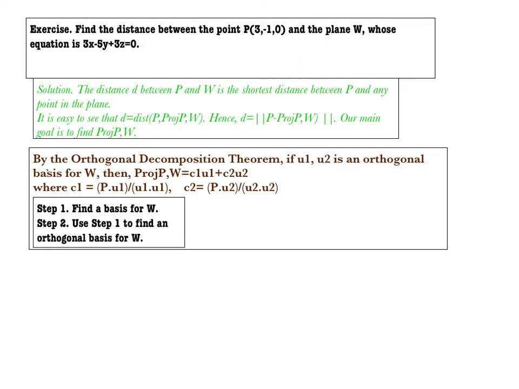And to do so, we're going to do this in two steps. Step number 1, we're going to find any basis that works for W. Step number 2, we're going to use the basis that we found in step 1 and build, using it, an orthogonal basis for W. All right, let's get started.